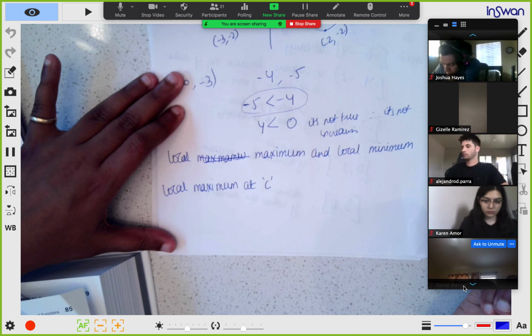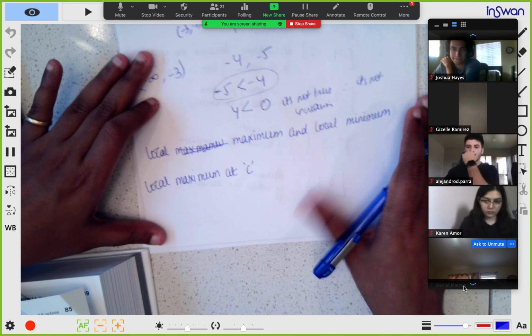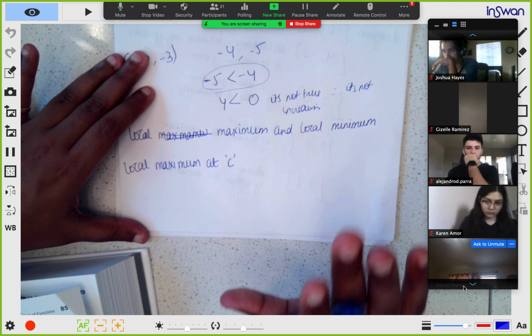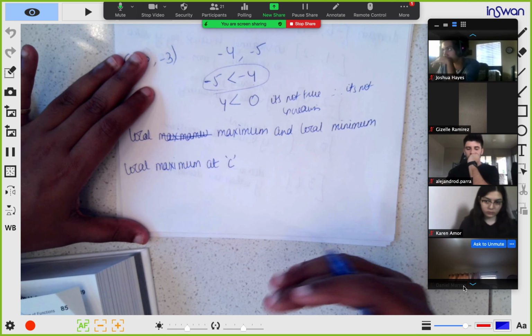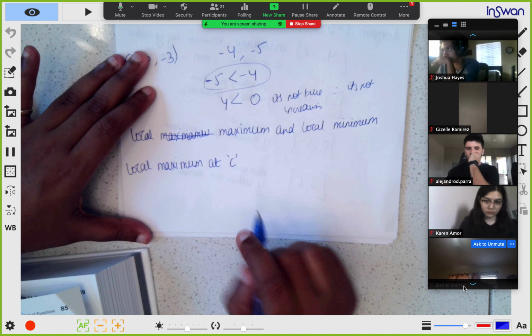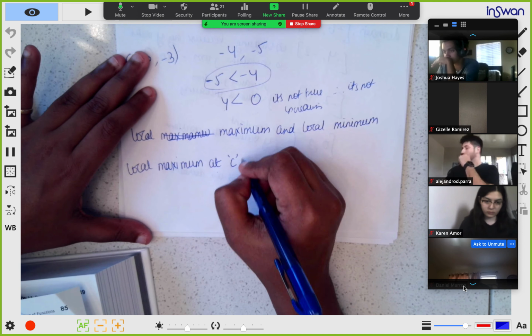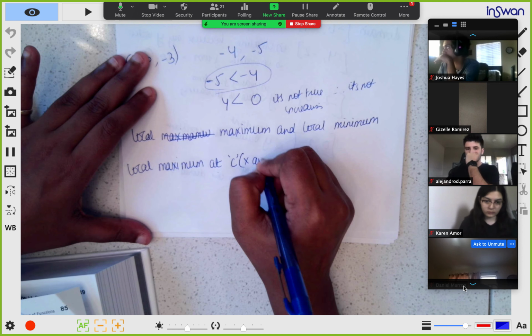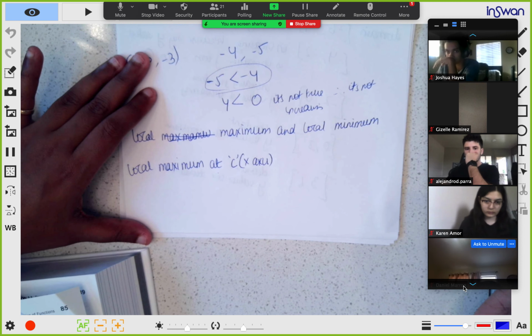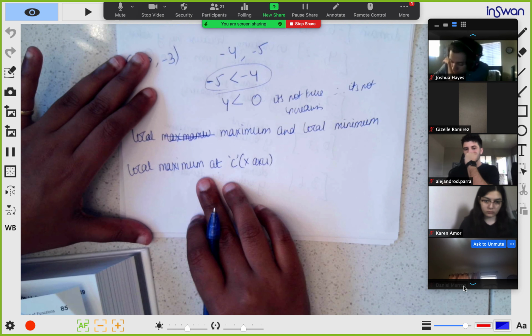Your definitions are in the book. You can always check in the book, but I am just putting it in easy language so that you understand it. Local maximum at C. This C will always come from the x-axis. Remember, the C will always come from the x-axis.